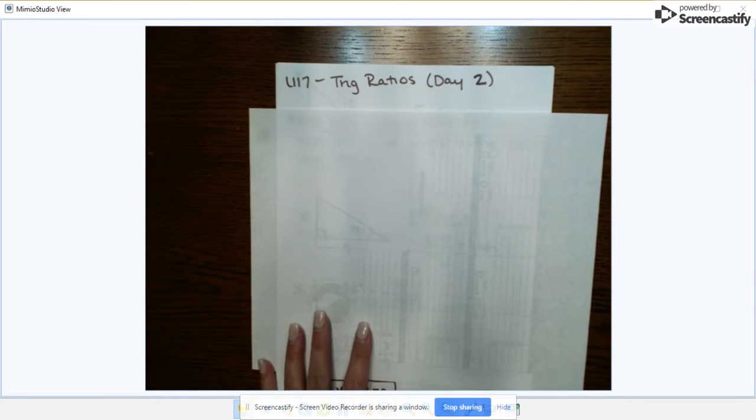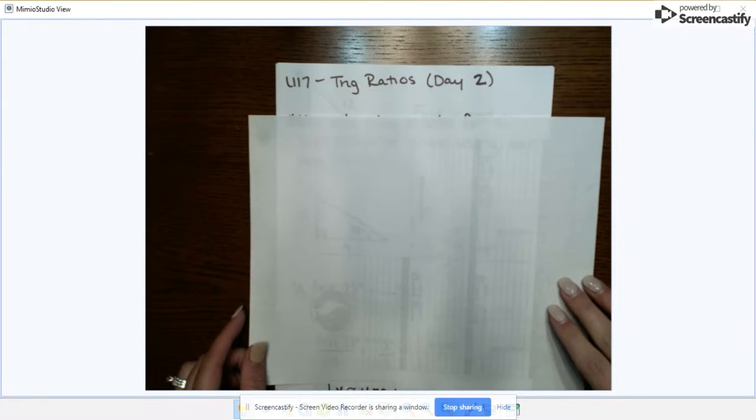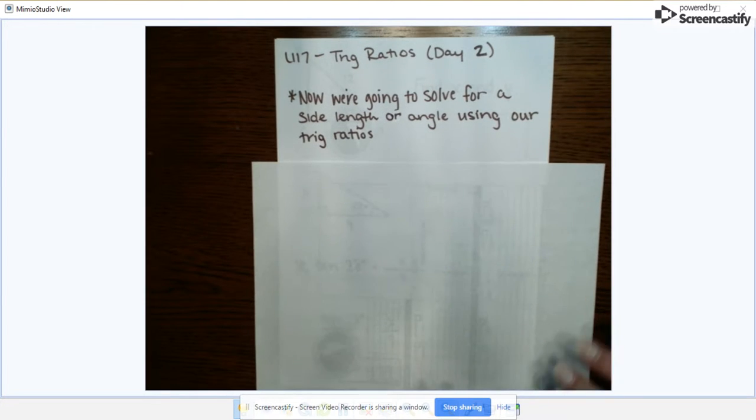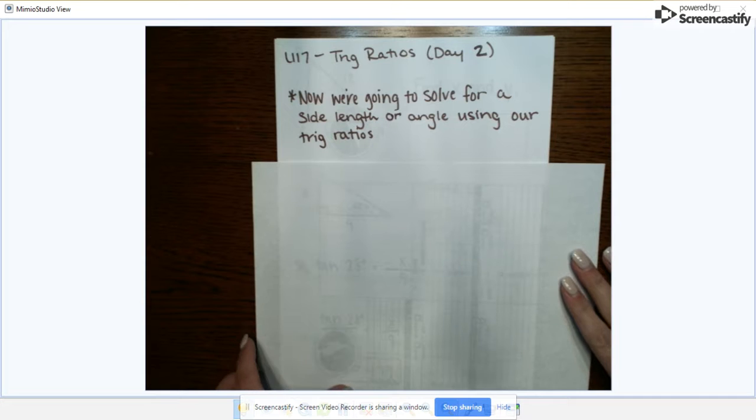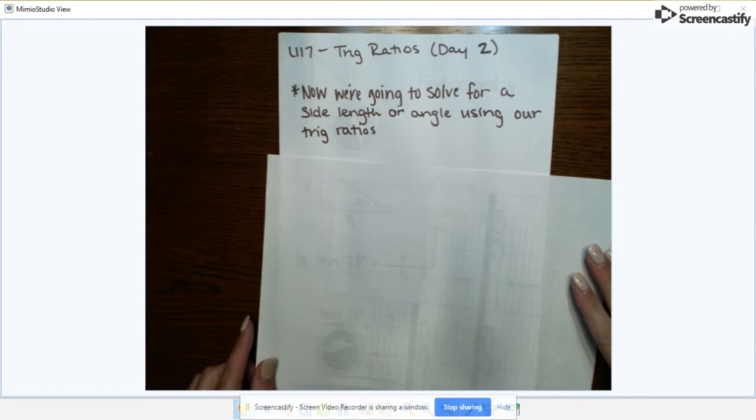Hey guys, we're going to look at trig ratios again today. This time we're going to be looking to solve for missing side lengths or missing angles. We'll still use our trig ratios, so sine, cosine, and tangent.